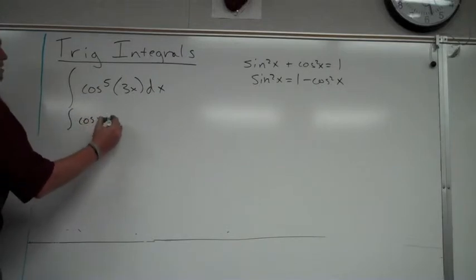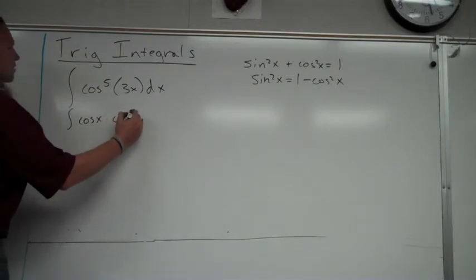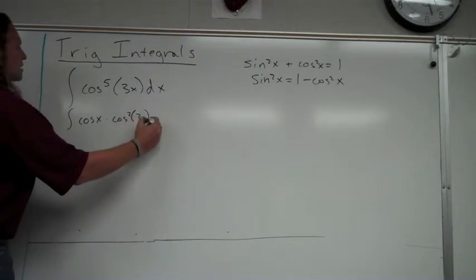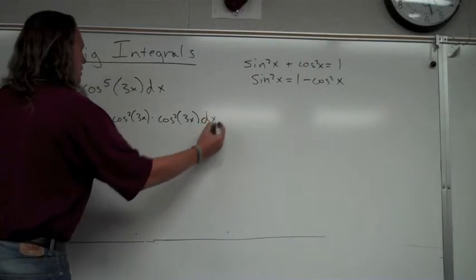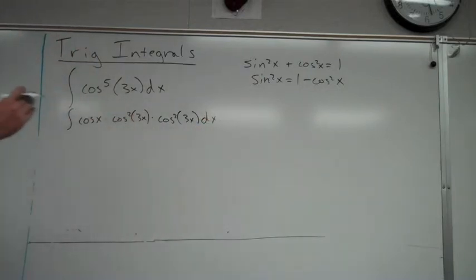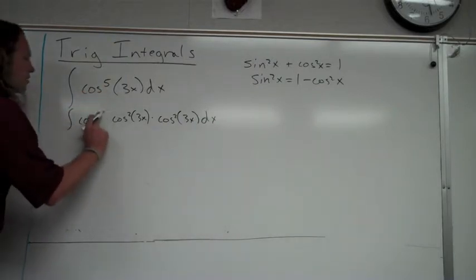It would be cosine x times cosine squared 3x times cosine squared 3x. In the last case I only had 2 of them. In this case I need to split it up 3 times, but it still all adds up to cosine to the 5th. Oops, that should be 3x right there, I'm sorry.